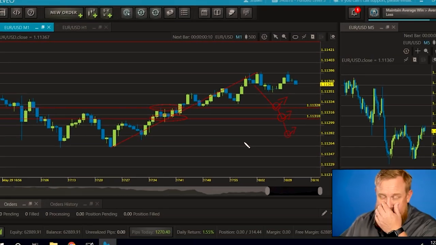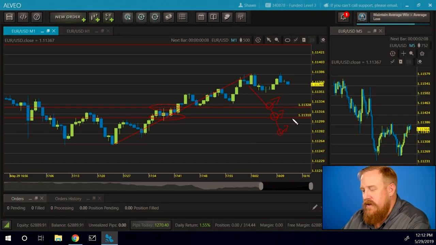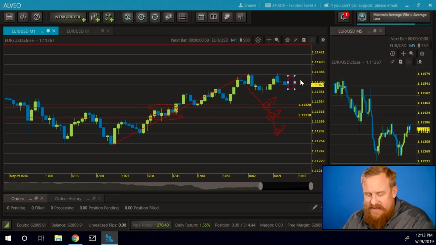So how do I use these in my trading? The first thing that I'll be looking for is if this market decides to pull back from this point, where will I expect to see a turn in the market, or where would I expect to see support come in?